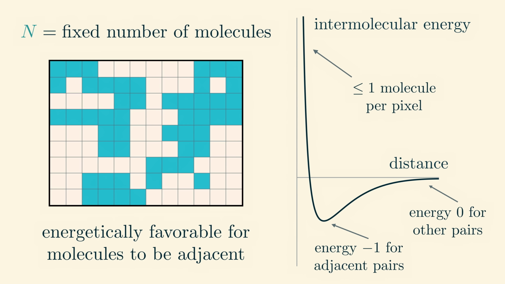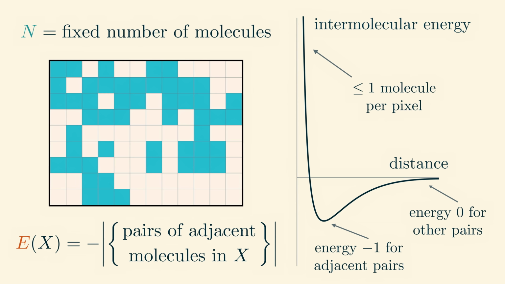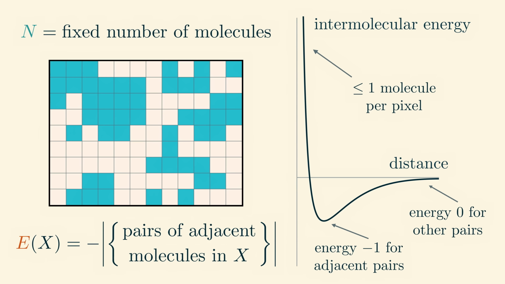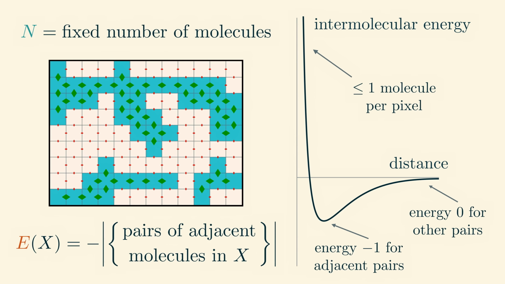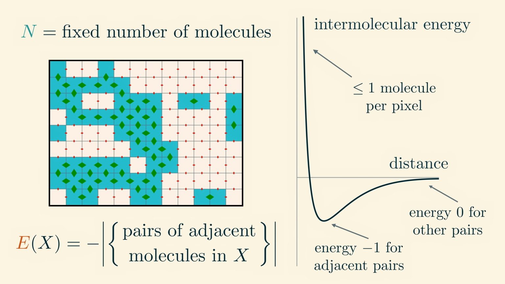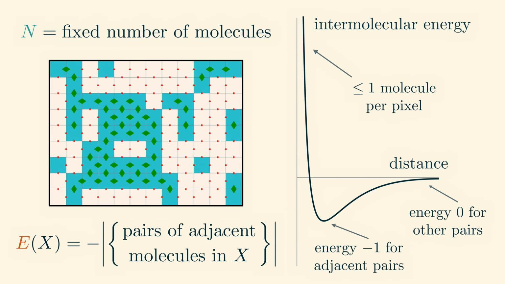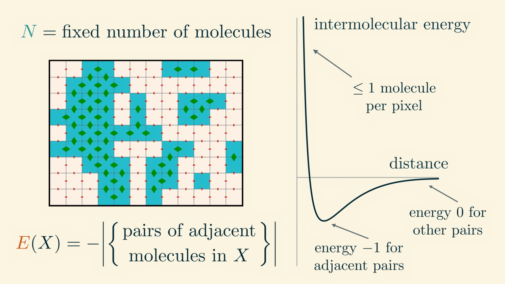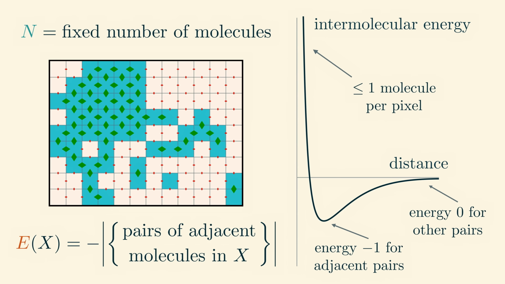In other words, we can actually write the energy of a microstate explicitly as minus the number of pairs of molecules which are adjacent. Since having lower energy is good, I'll put a little green diamond between each pair of adjacent molecules, so that the energy is exactly equal to the negative of the number of little green diamonds you see. Note that we're totally ignoring kinetic energy here, so our model isn't exactly a realistic fluid simulation, but that's not the point. The main point of this model is to be as simple as possible while still exhibiting a phase transition.